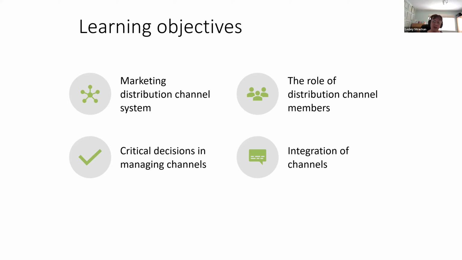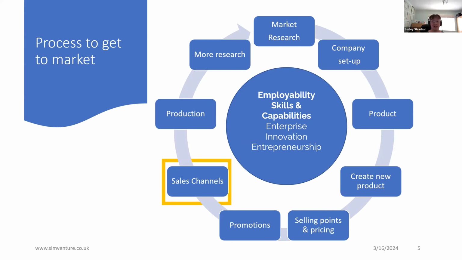There are a couple of learning objectives that we're going to focus on today. The first one is the marketing distribution channel system, one of your 4 Ps, obviously place, the role of distribution channel members, the critical decisions that you need to make as marketing managers in managing channels, and the integration of those distribution channels. So you can see now that with our process to market, we've gone a fair way around and got to the sales channels.